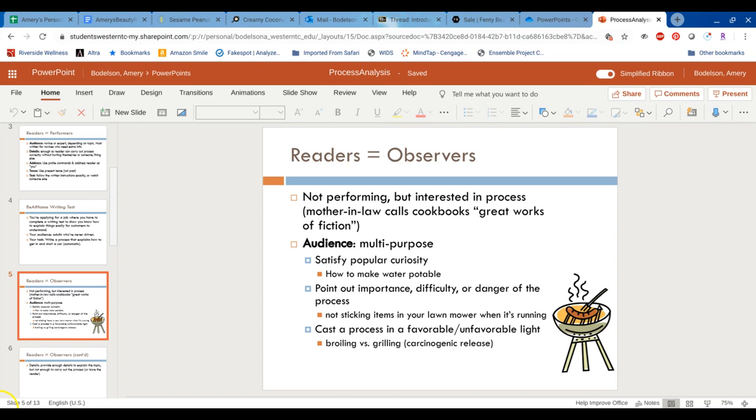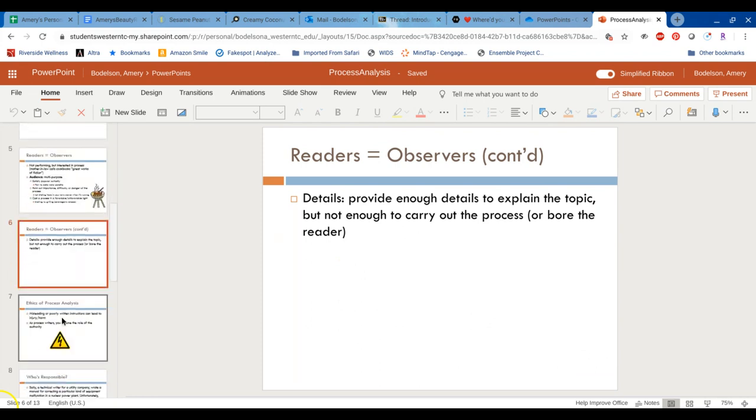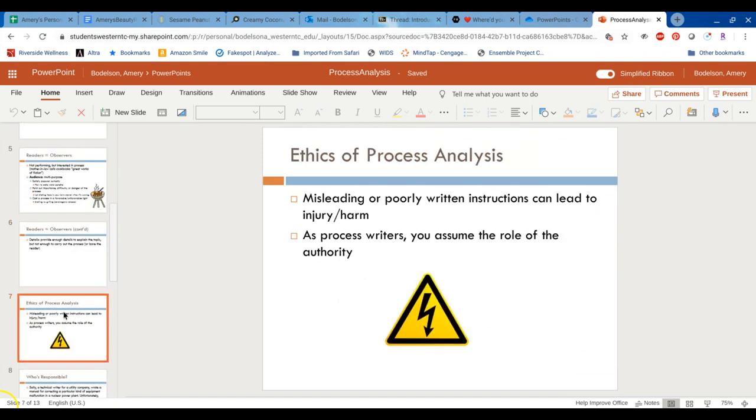People who are performing your process need more. So when we talk about process, we want to be ethical. We don't want to give any misleading or incorrect information because we want to assume that our readers will be at some point, hopefully, following our process. And because you are the author, you have to assume the role of authority. You have to speak from a place of experience.